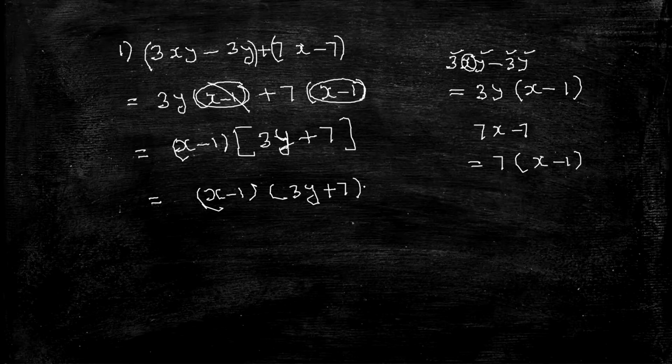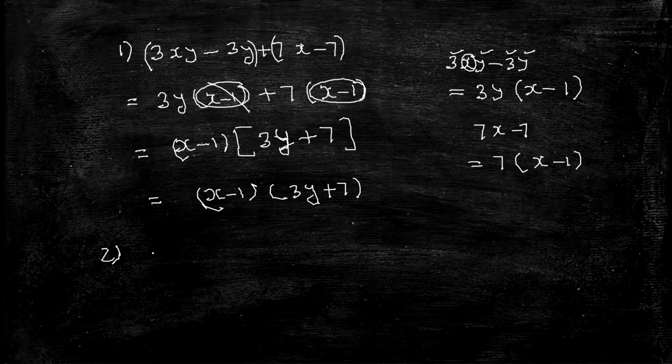So we learned to factorize by regrouping. Why did we have to regroup? Because we did not have a common factor in all the terms. So we had to do a little rearrangement. Let's see one more example.